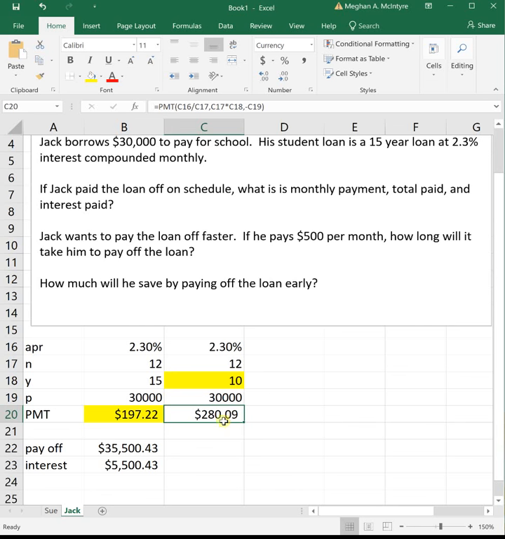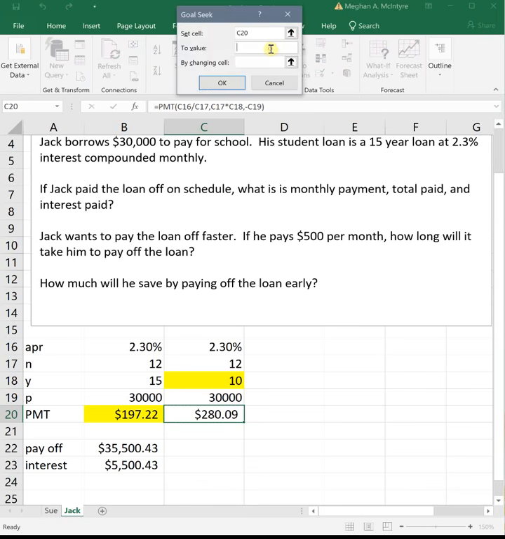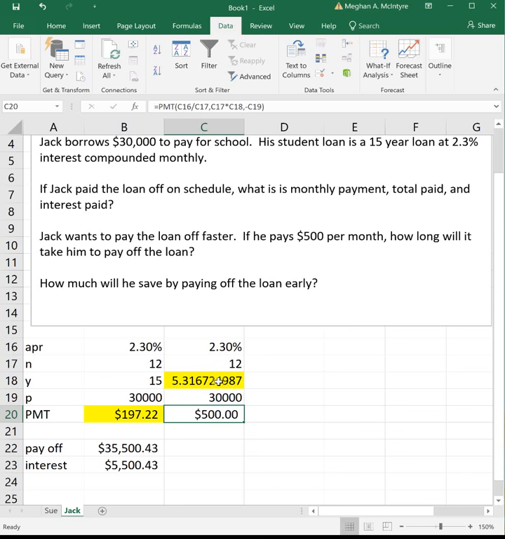So now the payment's going to be $500. We want to see how long it will take. So I'll go to Data, What If Analysis, Goal Seek. The monthly payment is now going to be $500, and we're going to get to it by changing the time that it takes. So he will be able to pay off this loan in 5.32 years, rounding to 2 decimal places, rather than 15 years if he pays $500 a month.